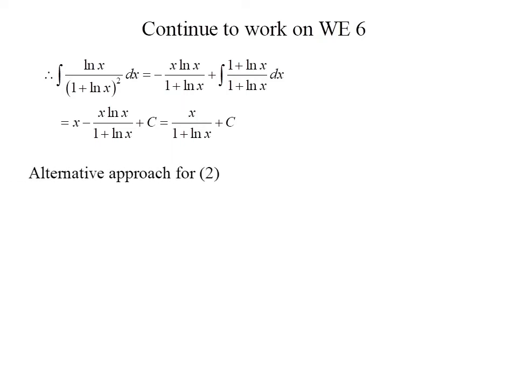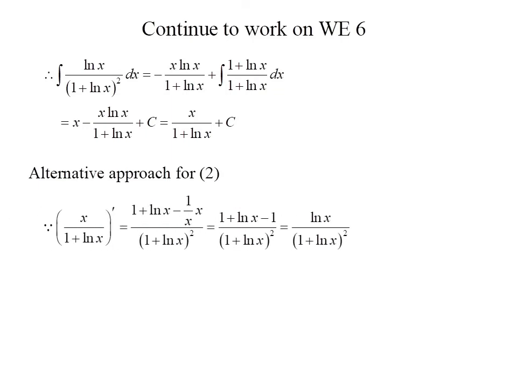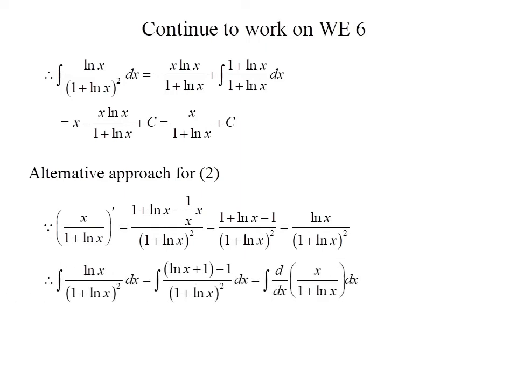However, we are going to demonstrate an alternative approach for the second antiderivative here. Since the differentiation of x over the sum of 1 and ln x equals ln x over (1 plus ln x) squared after being simplified, the antiderivative can be written as the integral of d/dx of x over the sum of 1 and ln x dx, which equals x over the sum of 1 plus ln x plus C.